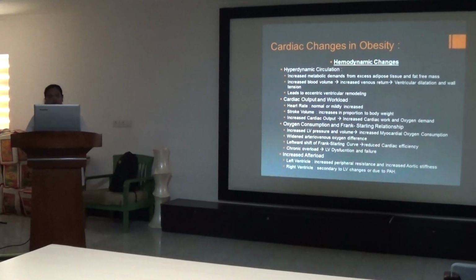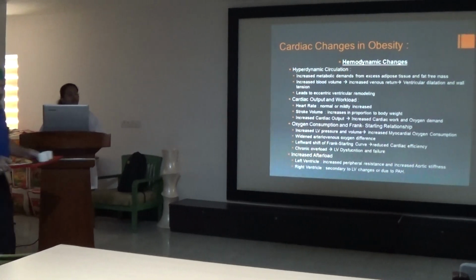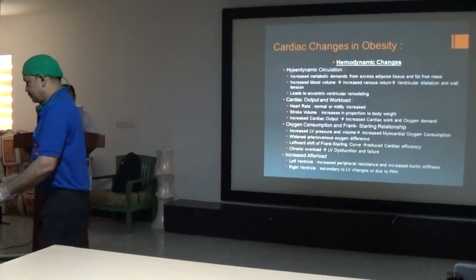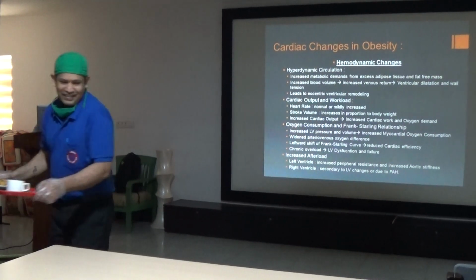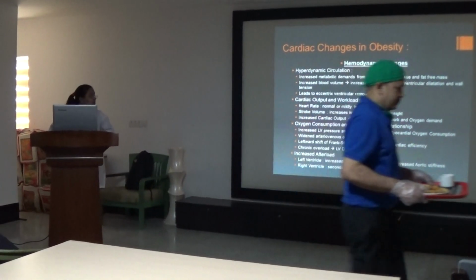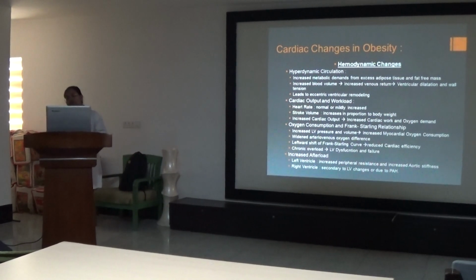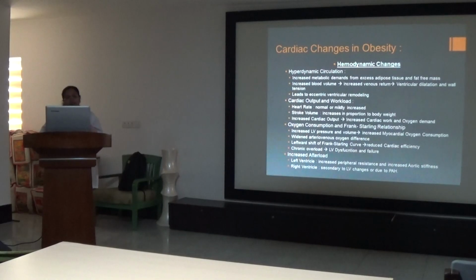So, during obesity, the cardiac changes that we observe, first is the hemodynamic changes. Due to increased adipose tissue and free fat mass, there is hyperdynamic circulation. This hyperdynamic circulation increases metabolic demand, so that the cardiac cells use more free fatty acids rather than glucose utilization. That is one metabolic change that goes on, which is maximum. So there is more oxidative stress.